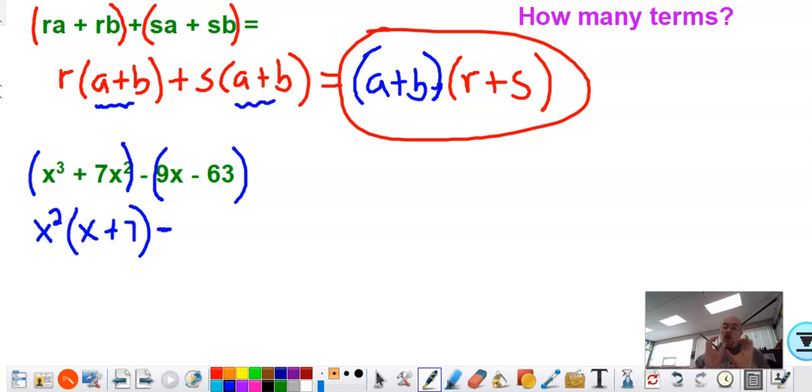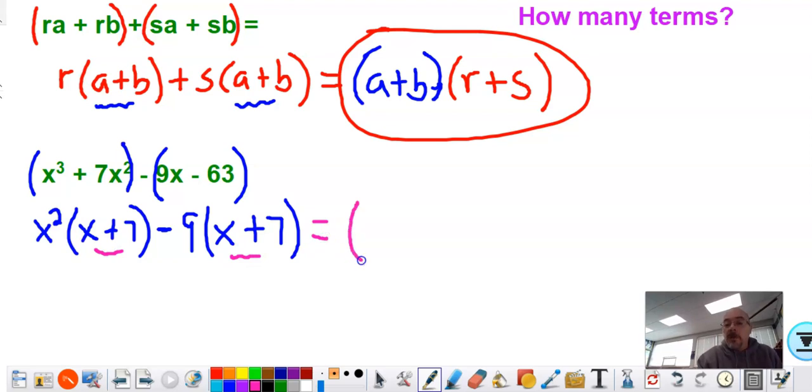Minus. Now, what's the GCF of 9x minus 63? Well, I think it's 9, folks, and it is. It's 9. And then I have x plus, okay, notice I pulled out a minus 9. So that now has to be a plus 7 because, look, folks, it's got to match this one. See how they match?